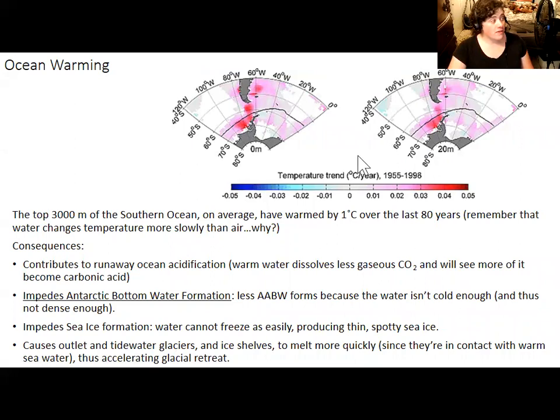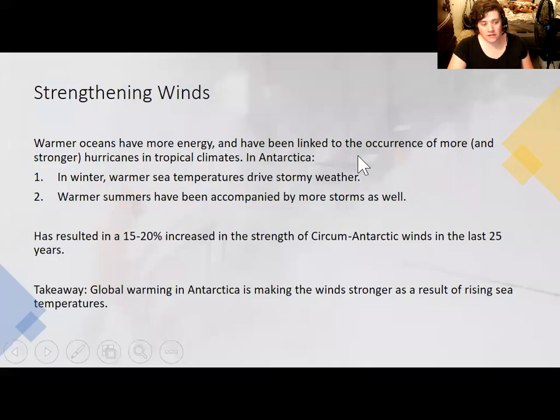I also mentioned the winds being stronger. If you thought Antarctica couldn't get any windier, apparently it can. Warmer oceans have more energy, and outside of Antarctica, you've heard about global warming being linked to stronger hurricanes because the ocean has more heat in it, more energy to power those hurricanes.